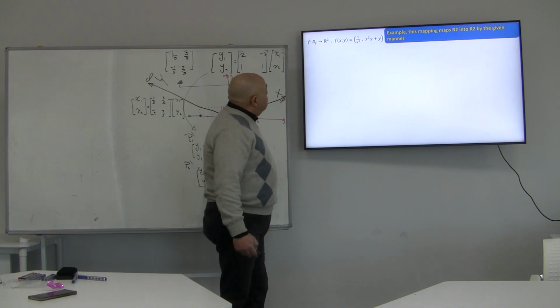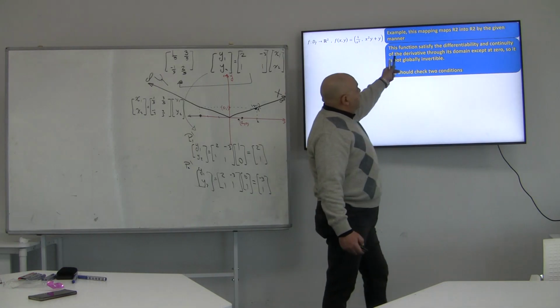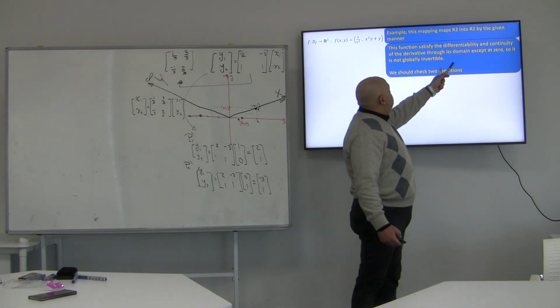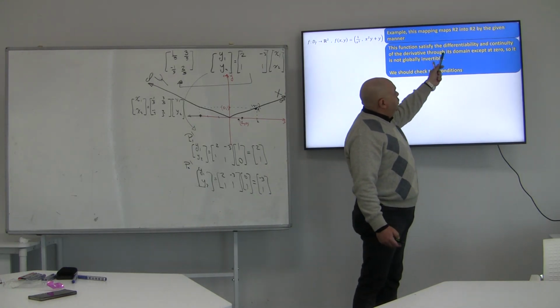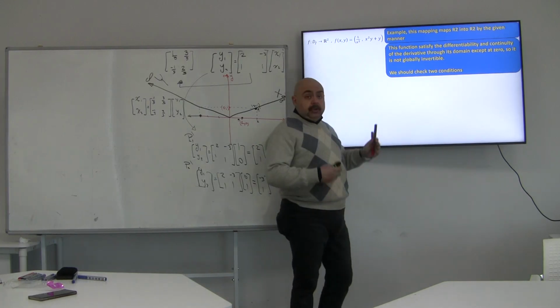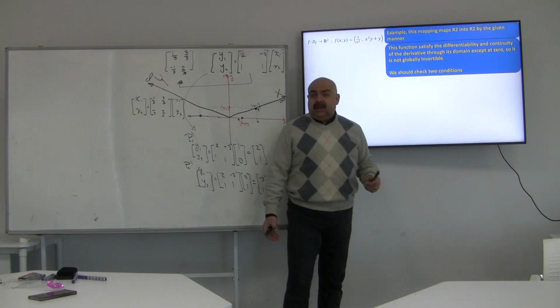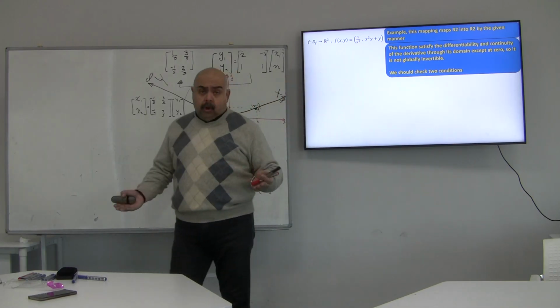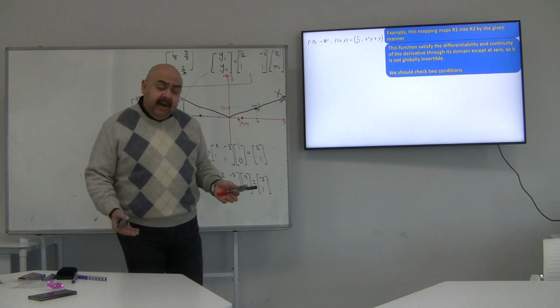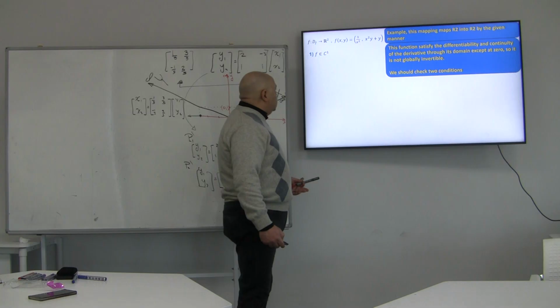First of all, these functions are C1 functions. So this function satisfies the differentiability and continuity of the derivative through the domain, except at 0. This is a rational function, so it is continuous in differentiation. And the one beside it is a polynomial function, so it's also defined with continuous differentiation, which means that it's a C1.